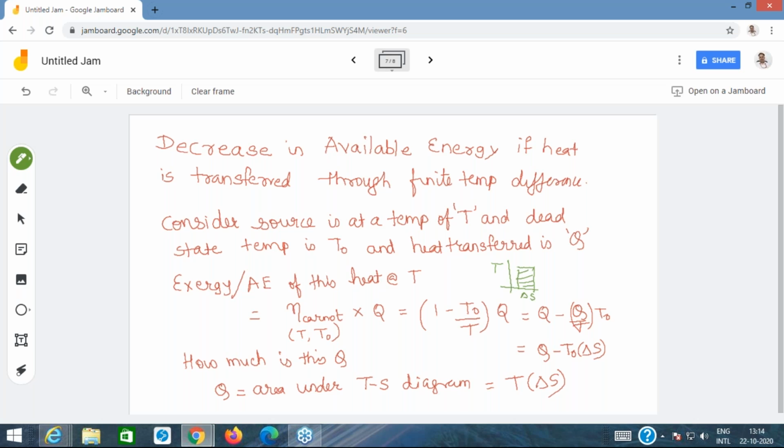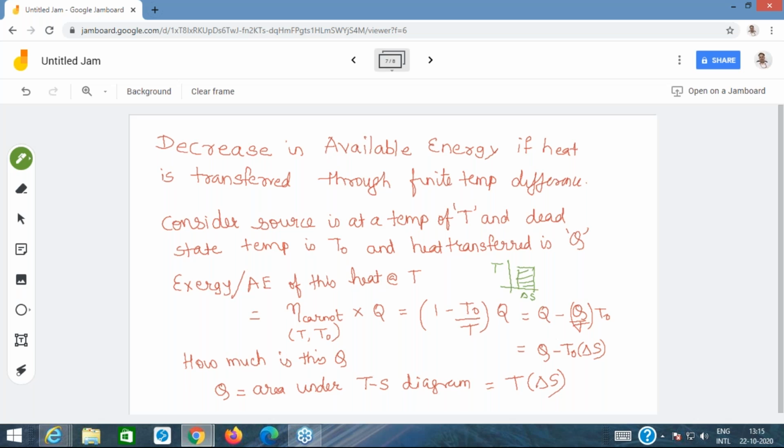We had calculated that the heat transfer value is the area under the TS diagram. And what is the value of available energy? The value of available energy would be Q minus T naught delta S. How would we calculate that? By multiplying Q with the maximum efficiency, that is the Carnot efficiency, of a Carnot engine operating between temperature T and temperature T naught. If you solve this expression, you will get Q minus T naught into Q by T, so Q minus T naught delta S. This is the exergy value.